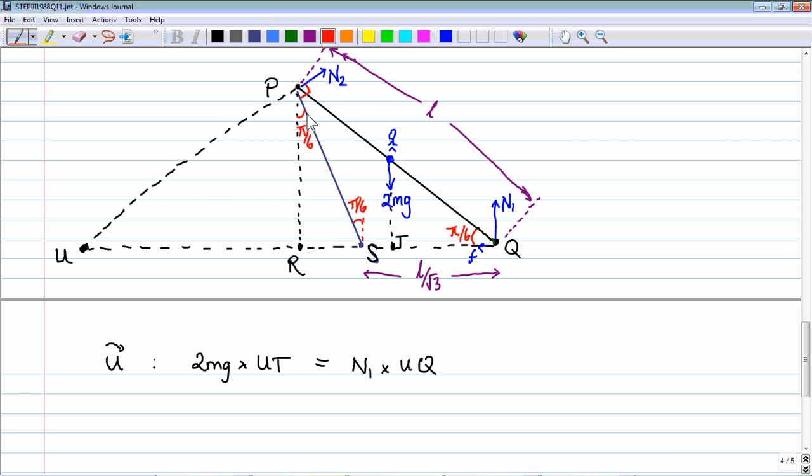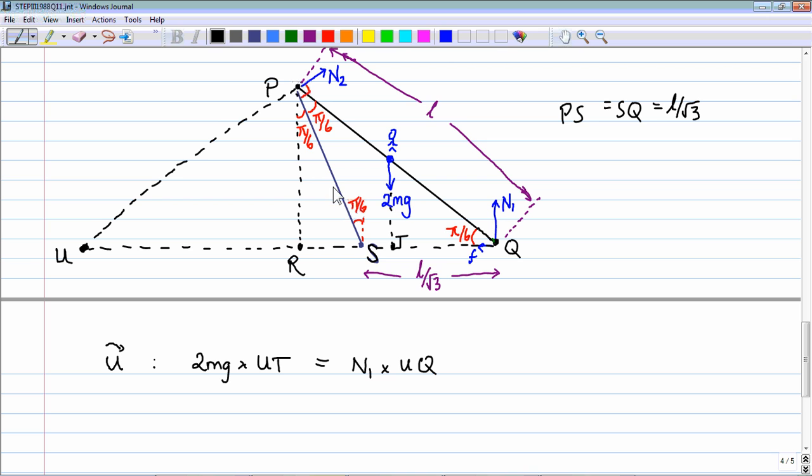Oh, I see. If this angle is pi over 6, well, what's this angle here? We know that QRP is a right-angled triangle. This angle is pi over 6. So this angle must also be pi over 6 to make pi over 3. So we can see, for example, that PS must be the same as SQ, and SQ is already given. SQ is L over root 3. So we know the length PS.